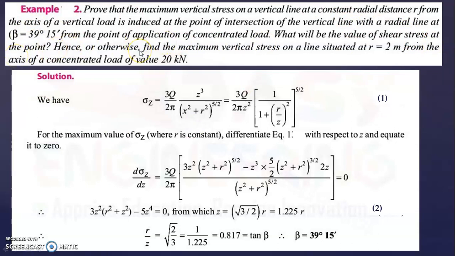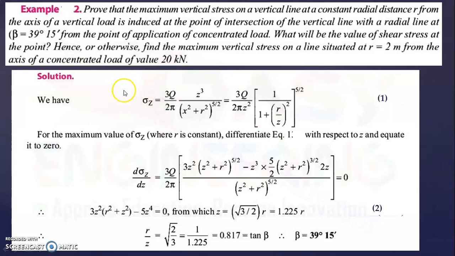Hence or otherwise find the maximum vertical stress on a line situated at r is equal to 2 meter from the axis of the concentrated load of value 20 kilonewton. Here, while I've told, I'll explain how this beta value is 39.15 degree. Now let us see how we get that value.